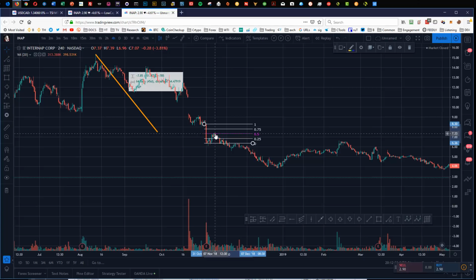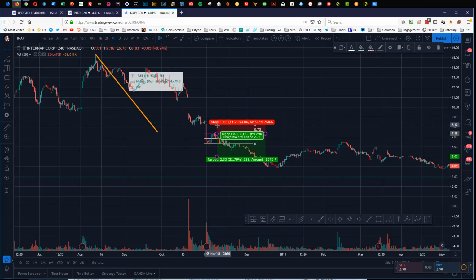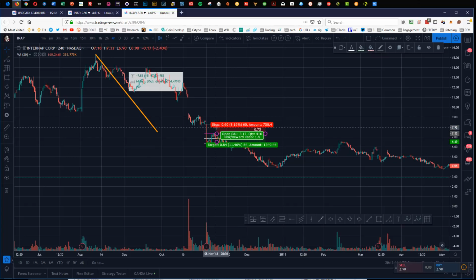If you would have taken a short like this, so use the short tool instead of the long tool, you would have taken a short right here. Your stop loss, 8%. Your target is the bottom of the range. This is a one-on-one trade. Really, that stop is a protective stop. You'd probably do it a little bit less than that.